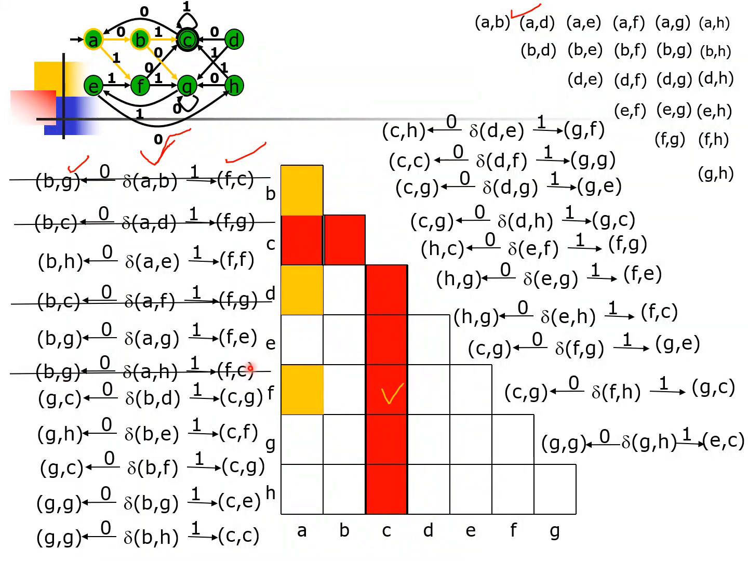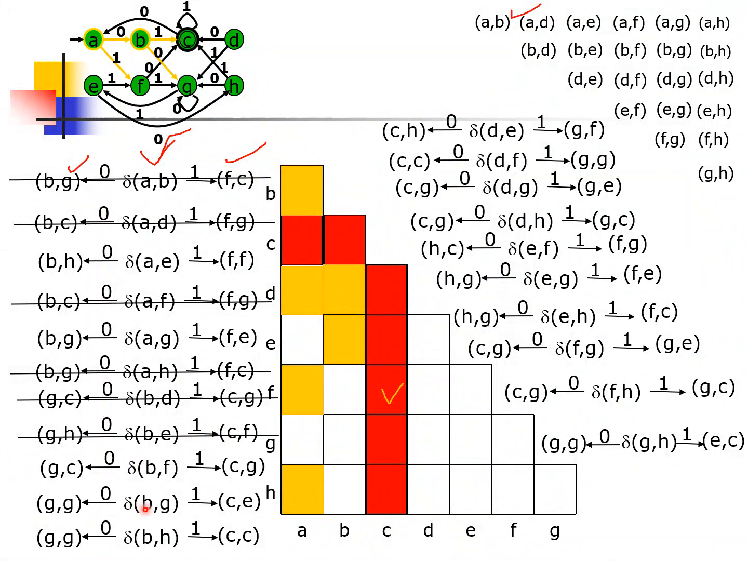FC is marked by red color. Then I have to mark AH. AH is yellow color. Then GC is also already marked by red color. Then I have to mark BD. In this case both are distinguishable. You have to mark BD. So BD you have to mark in yellow color. Then CF is also already marked by red color. Then you have to mark BE. BE. So each and every time whenever it is marked by yellow color, I am underlining this pair of states.